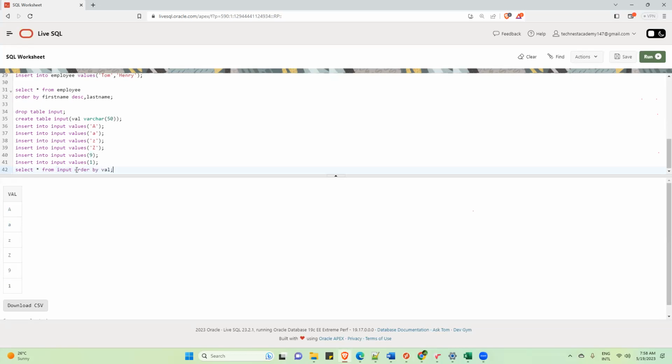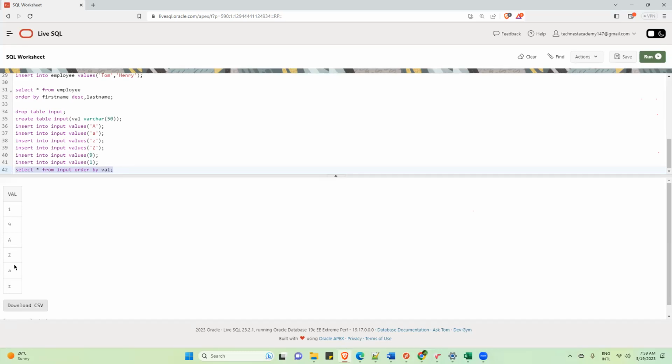First of all, tell me the meaning of this query. What is the meaning of this query? It is order by the value column, sorting in ascending order. So here we are telling the SQL engine to sort the data based on the val column in ascending order. Is this clear? Okay. So now I'm executing this query.